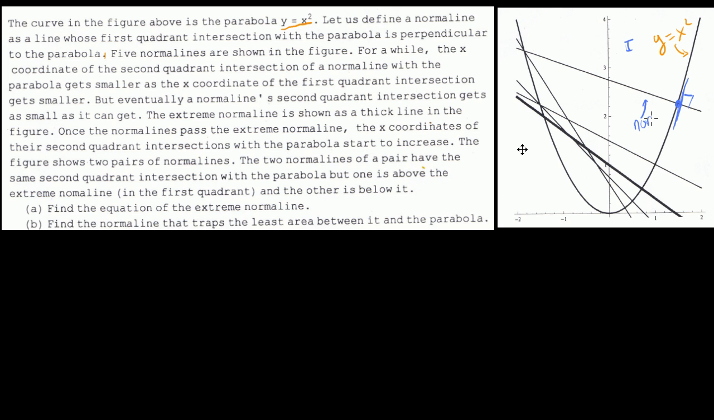Normal line. Fair enough. 5 normal lines are shown in the figure. 1, 2, 3, 4, 5. Good enough. And these all look perpendicular or normal to the parabola in the first quadrant intersection. So that makes sense. For a while, the x-coordinate of the second quadrant intersection of the normal line with the parabola gets smaller as the x-coordinate of the first quadrant intersection gets smaller. So let's see what happens as the x-coordinate of the first intersection gets smaller.